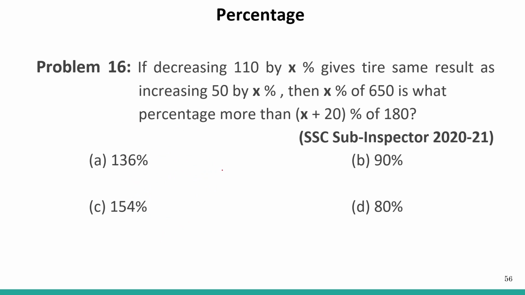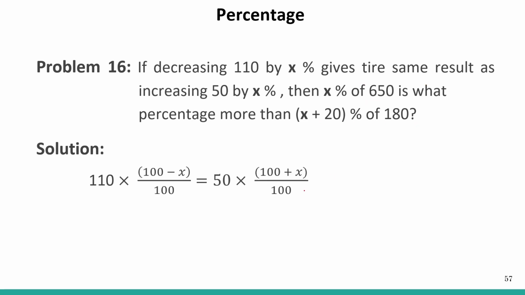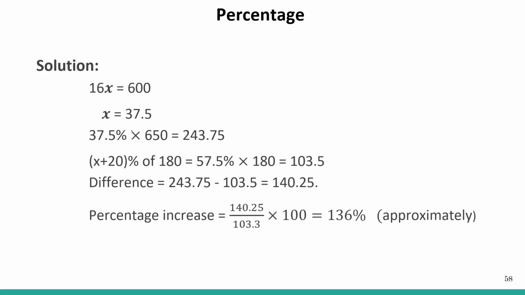If decreasing 110 by x% gives the same result as increasing 50 by x%, then x% of 650 is what percentage more than x plus 20% of 180? We want to convert this word problem to an algebraic equation. So the equation will be 110 into 100 minus x, whole by 100, is equal to 50 into 100 plus x, whole by 100. So 16x will be 600. This implies that x will be equal to what?